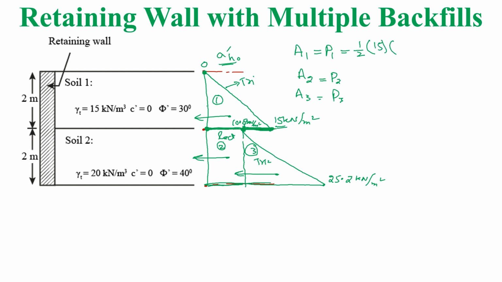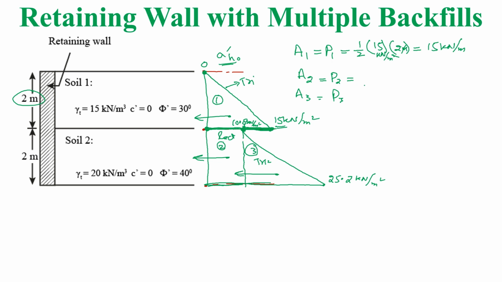And what is height of this triangle? This is 2 meters. Simply we will put 2, and the force of first figure is 15 kilonewton per meter, because this has a unit of meter and this is kilonewton per meter square. It will be cancelled with 1 meter, so kilonewton per meter.